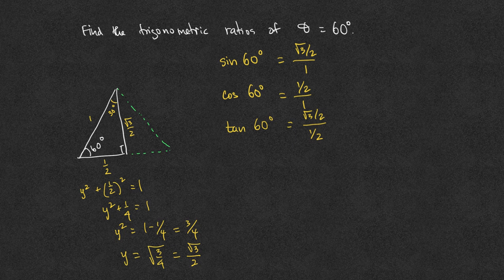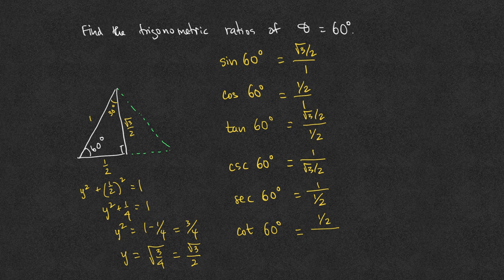The reciprocal of sine is cosecant. Cosecant of 60 degrees is 1 over root 3/2. The reciprocal of cosine is secant. Secant of 60 degrees is 1 over 1/2. And the reciprocal of tangent is cotangent. Cotangent of 60 degrees is 1/2 over root 3/2.